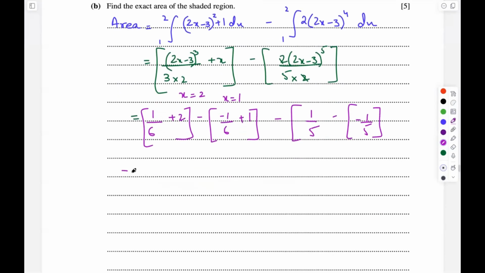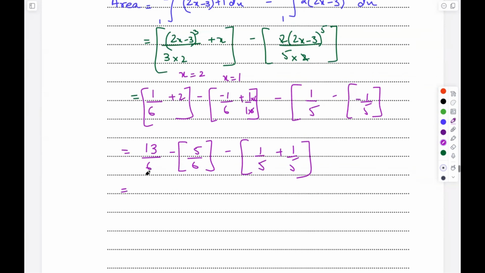Simplifying this, taking the LCM, this will become 2 times 6, 12, 12 plus 1 is 13. So this will become 13 upon 6, minus, and taking the LCM over here, this will also multiply by 6, so minus 1 plus 6 is 5. So this will become 5 upon 6. And this will become 1 upon 5 plus 1 upon 5. Simplifying this, we'll get 13 minus 5, which is 8 upon 6, minus 2 upon 5.